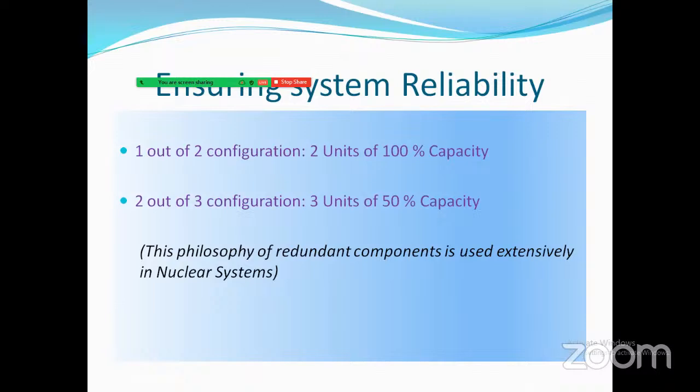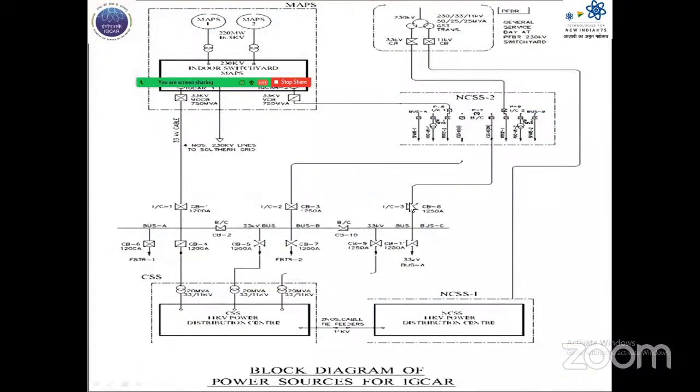Actually, two methods of power supply arrangements are used in nuclear systems. One is the 1 out of 2 configuration, that is 2 units of 100% capacity, and the other is the 2 out of 3 configuration, which is 3 units of 50% capacity. This is the power supply arrangement, the single line diagram of the IGCAR power supply arrangement.